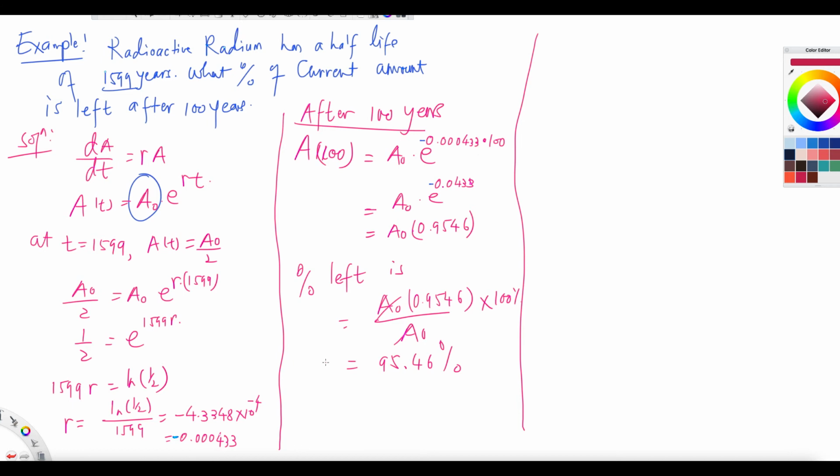So the decay of the radioactive material radium is very, very slow.